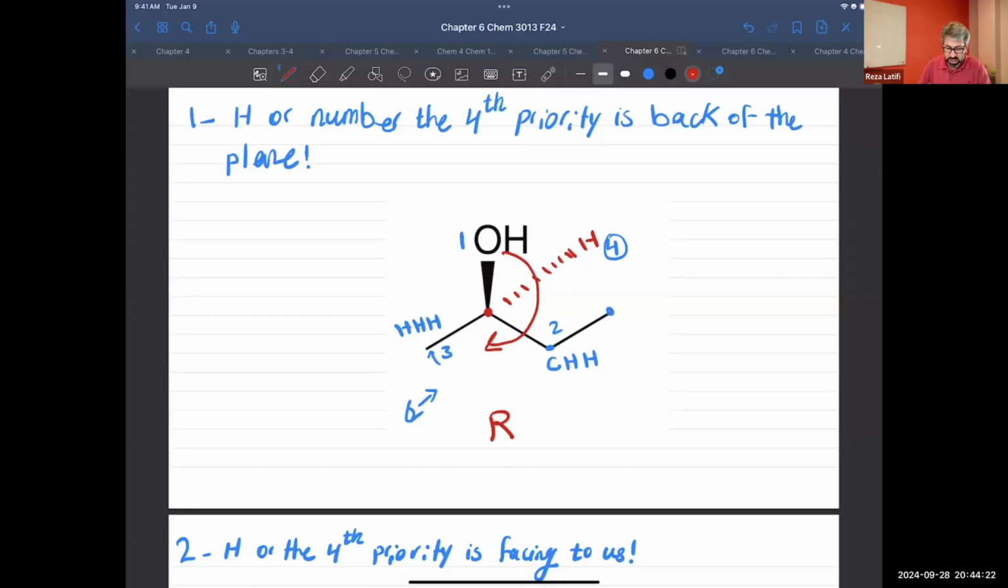Okay, so when hydrogen or the lowest priority is back of the molecule, just simply assign the priority based on atomic number and see whether it's clockwise or counterclockwise. If it's clockwise, it will be R. If it's counterclockwise, it will be S.